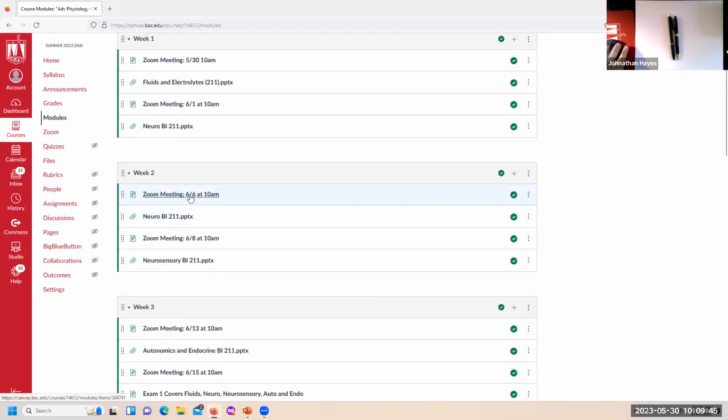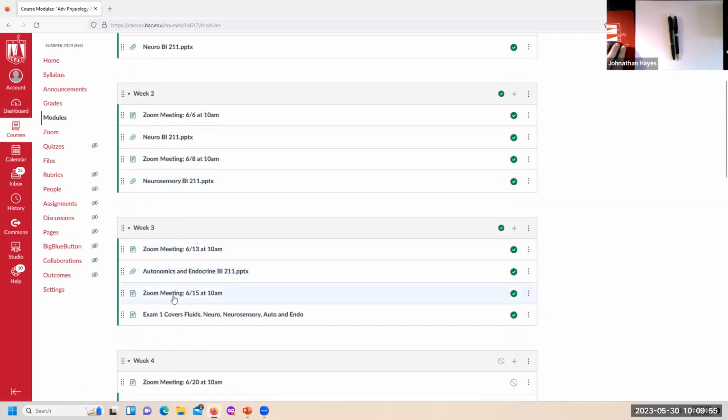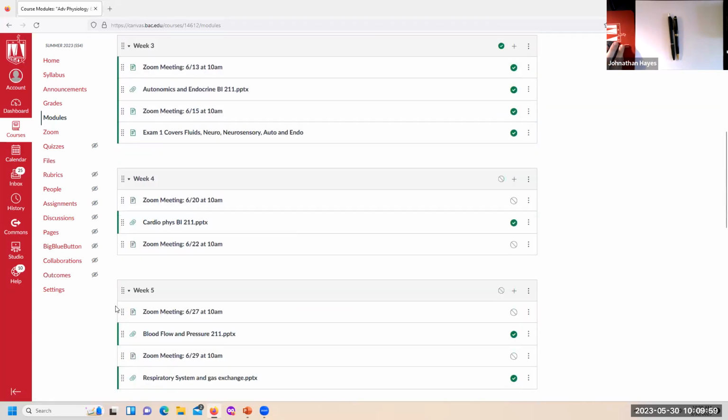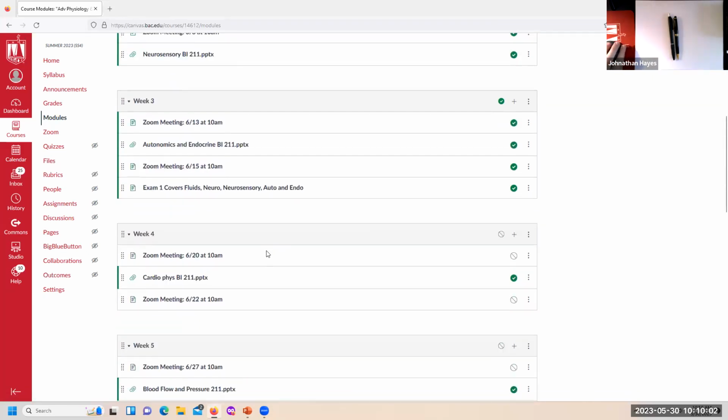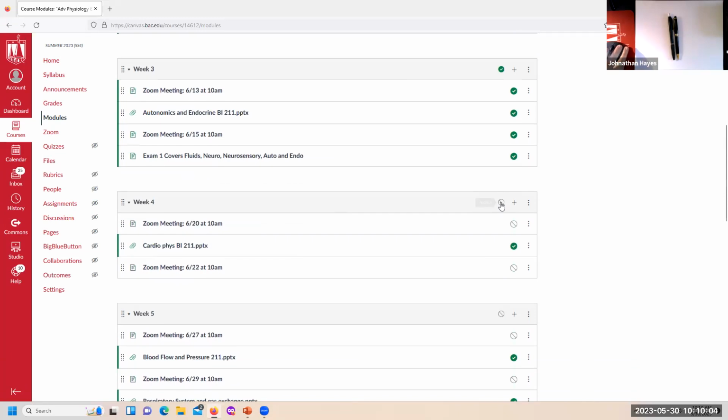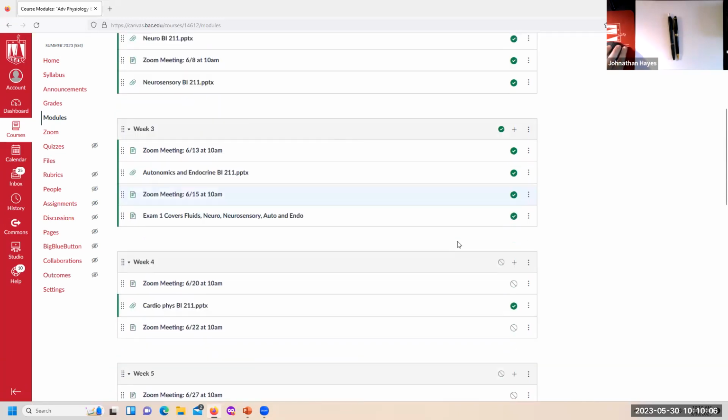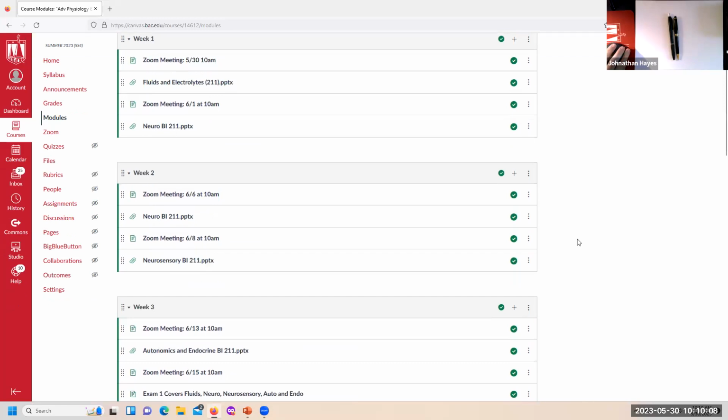Next week, here's our Zoom invite for Tuesday. Here's our Zoom invite for Thursday. I'm going to start working on some of the neuropathophysiology right here. And then we're going to finish up next week with neurosensory. And it keeps going until we get to our first exam. And then it kind of goes blank for a while. Well, you can see it on my screen here, but this isn't highlighted. So on your screen at home, yours should stop right there.